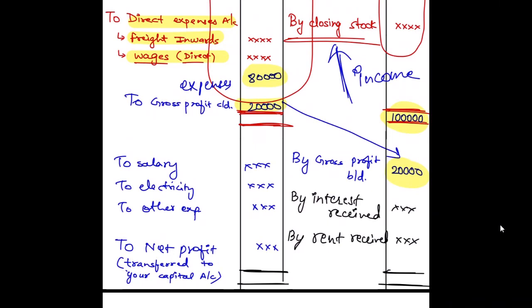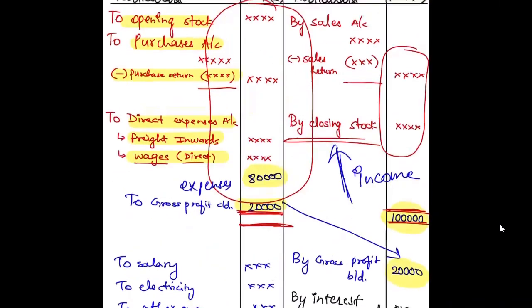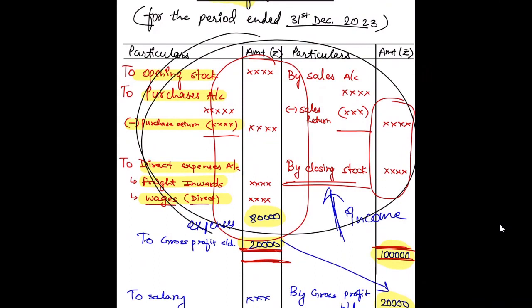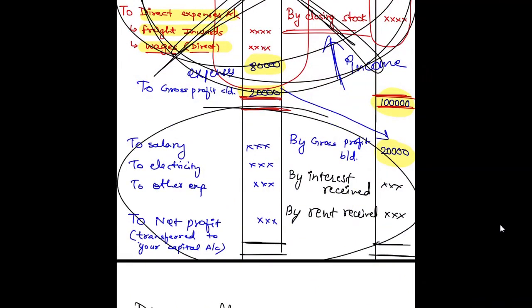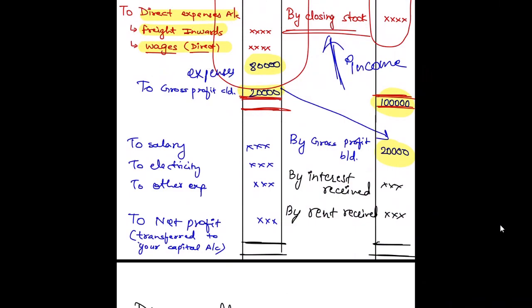There is one question which I have received: what if we have a company which provides manpower supply? What kind of account do they prepare? Manpower supply is a service. They won't prepare the trading account, because they are not dealing in goods, they are supplying manpower. So this whole trading account won't come over there. They will directly prepare the profit and loss account.